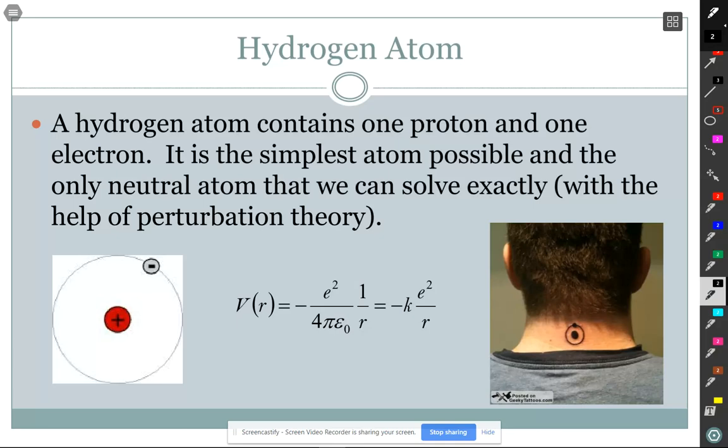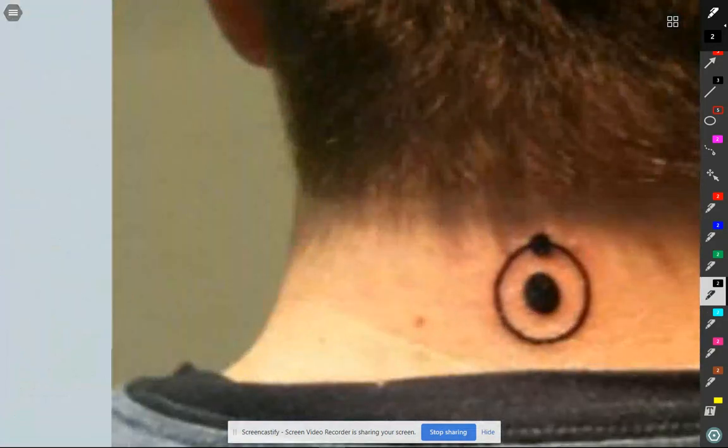So I have this just because I'm like, what kind of person gets a hydrogen atom tattooed on their neck? Yeah, not many of us would be willing to do that.